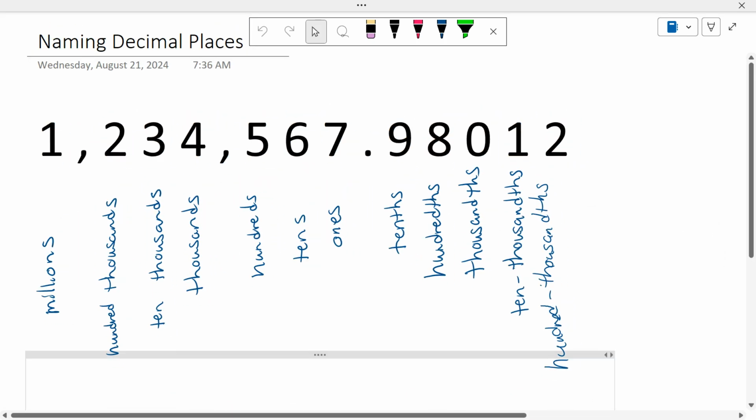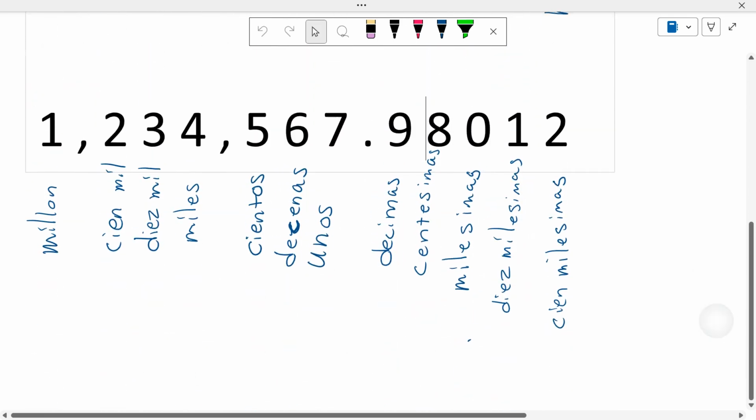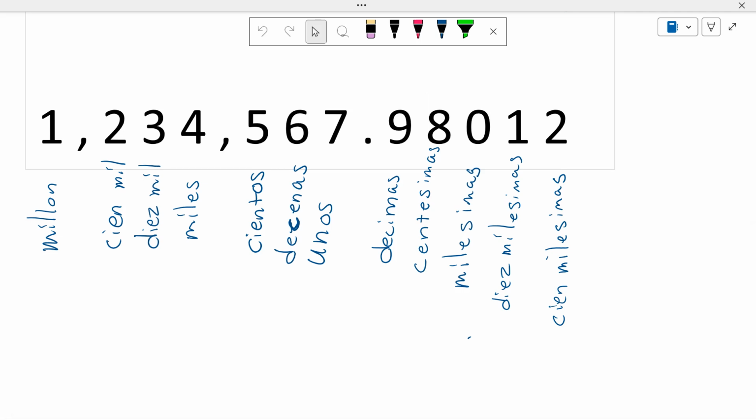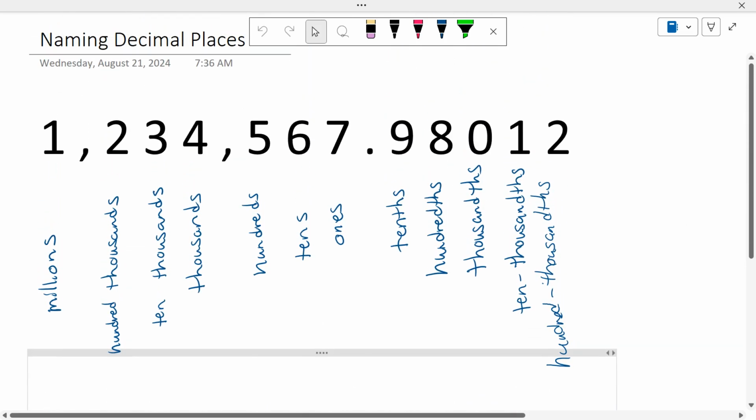Okay, so we have the English version, and the Spanish version. Except for, is million million? Million, okay. So we'll start with the English version.